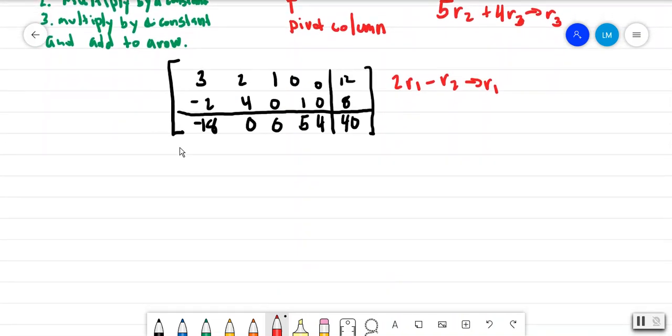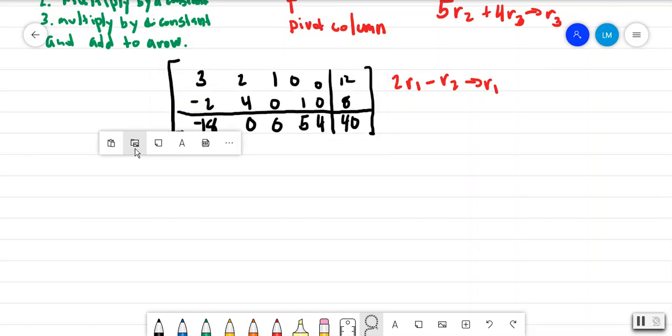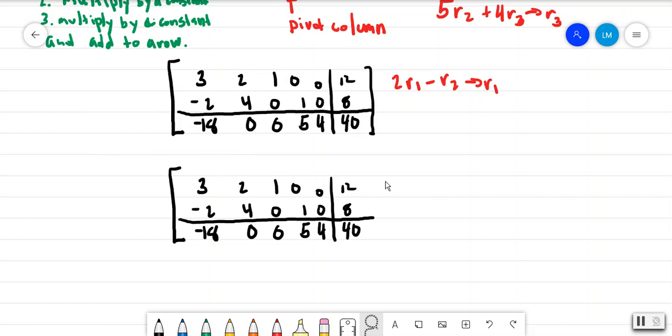Essentially we just need to get this row, copy it, and then edit some things. We just need to edit the top row.